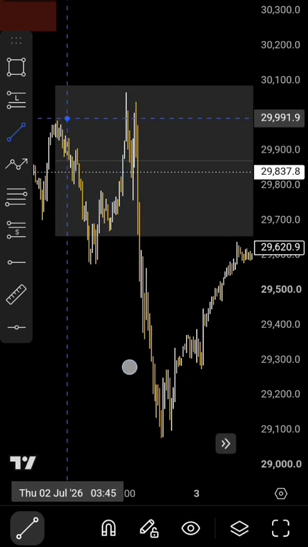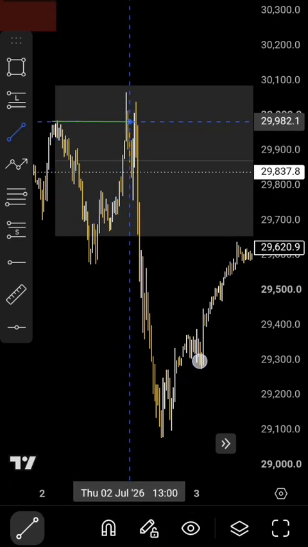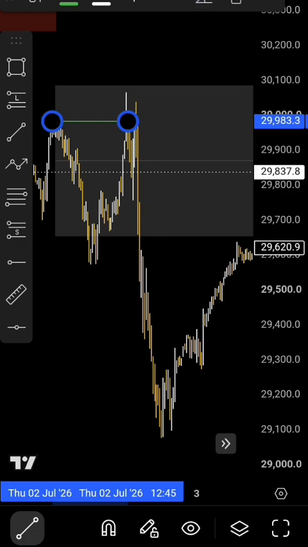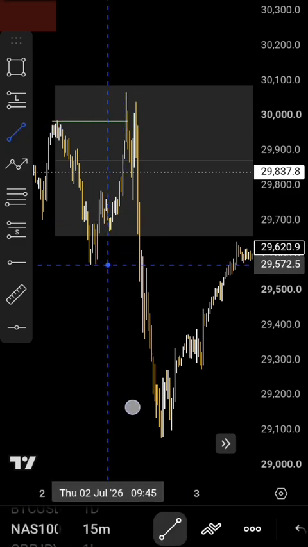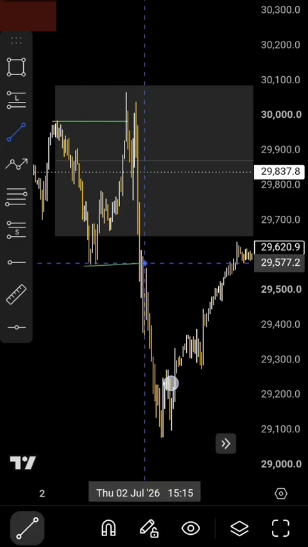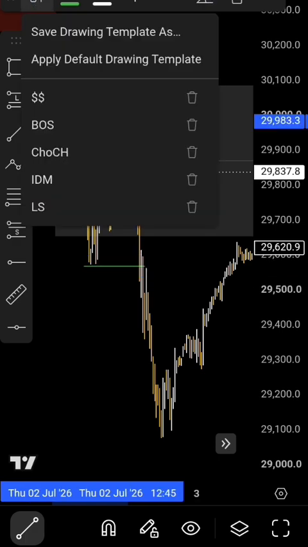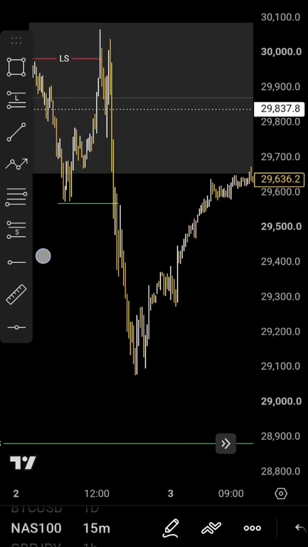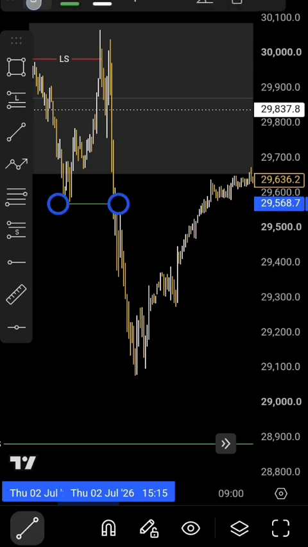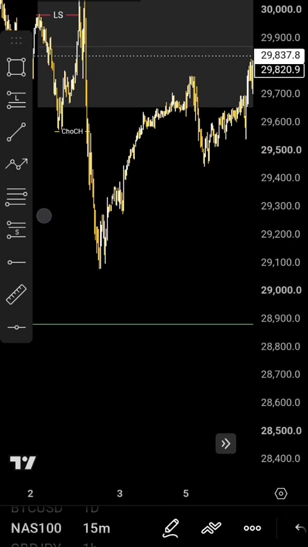So I can see this here, which was actually a break of structure to the upside. And then I can also see this, which is a break of structure to the downside. So obviously this is a liquidity sweep, which is a first confluence. This becomes a change of character, which is our second confluence.